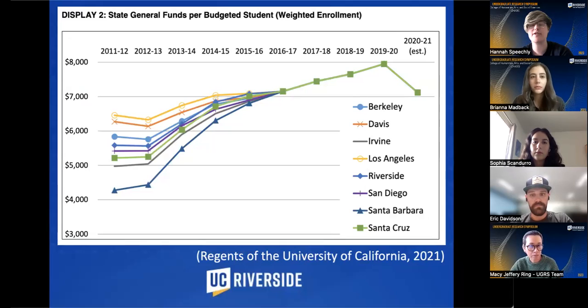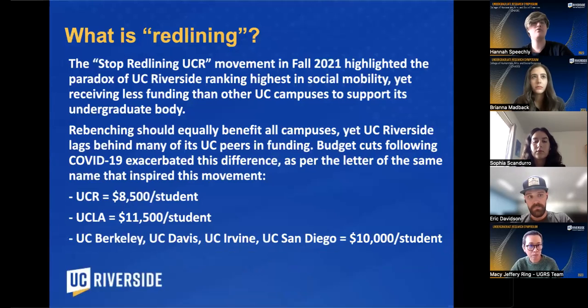How can we fund every student equally? And they're all equal by around 2018-19, 2019-20. Obviously 2020, 2021, by the time this report came out, that was projected. So redlining highlighted the paradox of our campus ranking the highest in social mobility, but we still receive less funding per student than other UC campuses. If rebenching is supposed to bring us all to equity, it's really not doing a very good job.